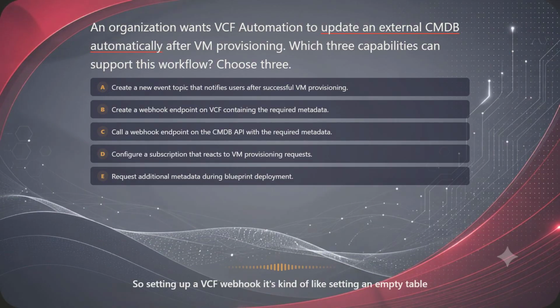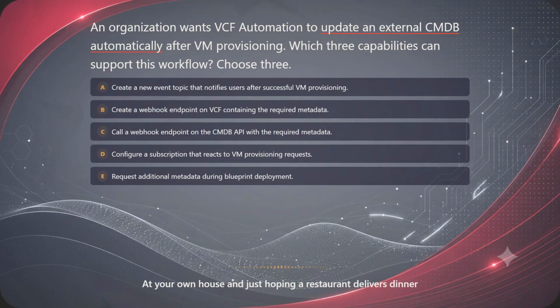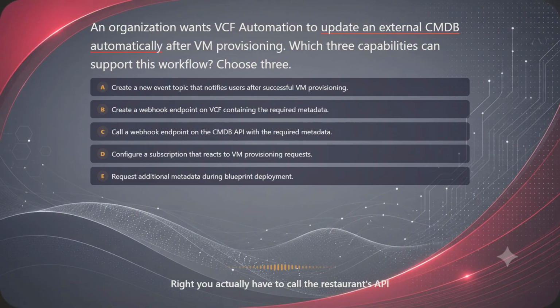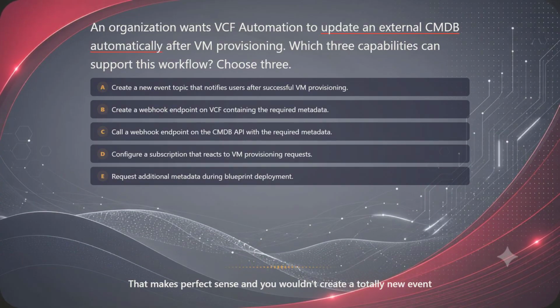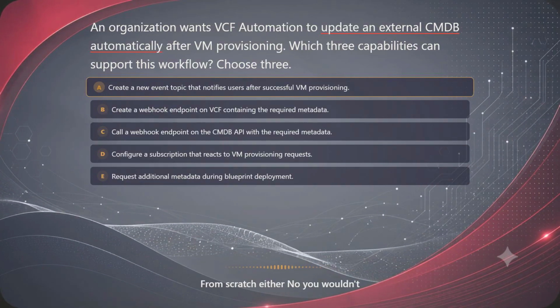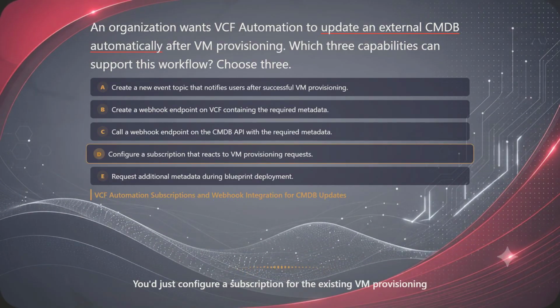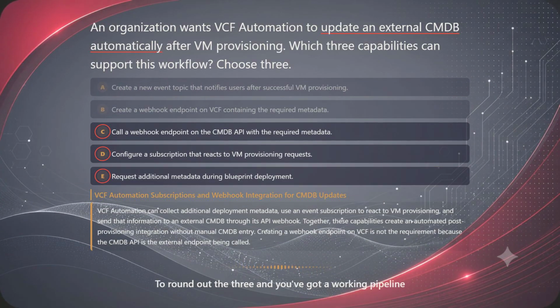Oh yeah, that's true. So setting up a VCF webhook is kind of like setting an empty table at your own house and just hoping a restaurant delivers dinner. Without actually calling them. Right. You actually have to call the restaurant's API. So calling the CMDB API webhook is your main engine. That makes perfect sense. And you wouldn't create a totally new event topic from scratch either. No, you wouldn't. You'd just configure a subscription for the existing VM provisioning event. Yep. Add requesting metadata during deployment to round out the three, and you've got a working pipeline.